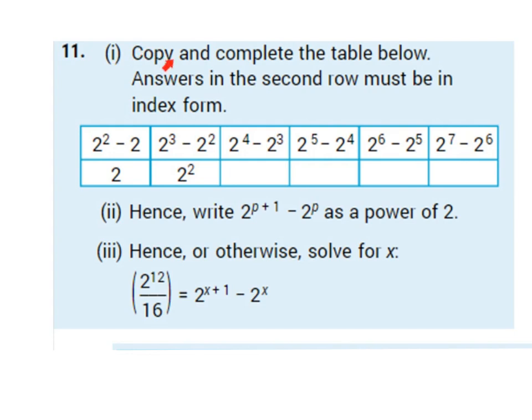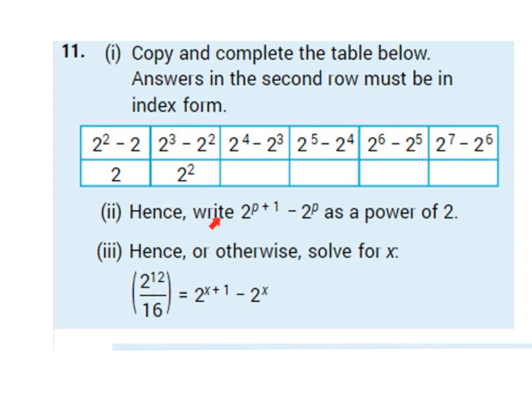Part 1. Copy and complete the table below. So this table, you need to copy it out and figure out what goes in the other 4 boxes. Answers in the second row must be in index form. So the first answer is technically 2 to the power of 1, and the second one is 2 to the power of 2. So our 4 other answers need to be 2 to the power of something, so they need to be a base of 2.